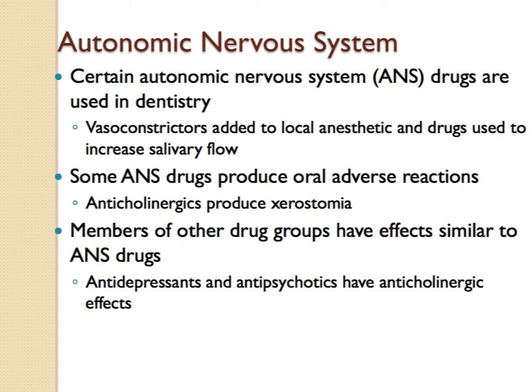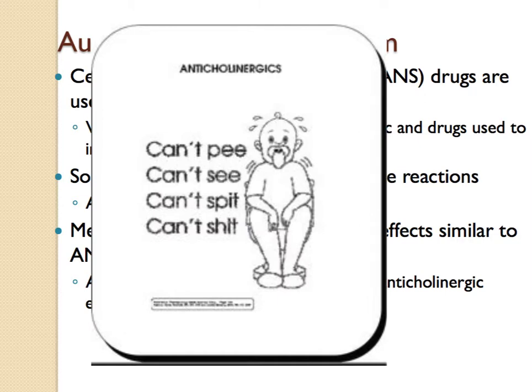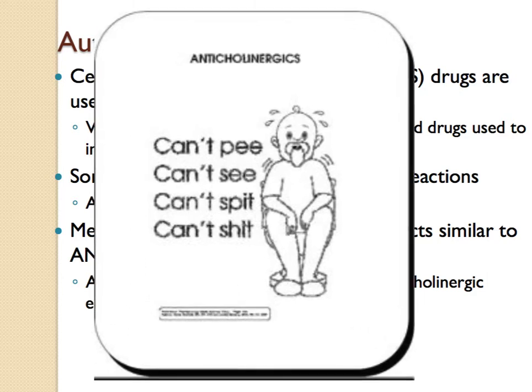So, some reasons why you should become familiar with the autonomic nervous system. Well, it's part of the class, so we'll have some testing on it. Certain autonomic drugs are used in dentistry. For example, vasoconstrictors can be added to local anesthetics to keep them more locally acting, or they can be used to increase or decrease salivary flow. A lot of drugs we'll talk about have anticholinergic side effects, and the big one that you guys are concerned with is dry mouth or xerostomia. And we'll especially talk about this when we go into other drug classes such as antidepressants or antipsychotics.